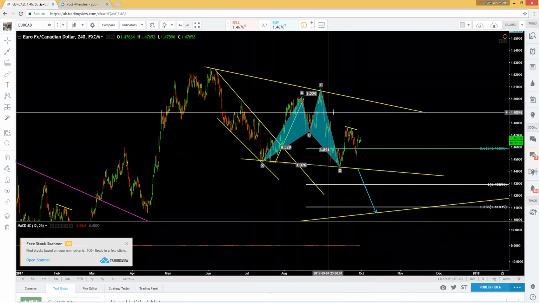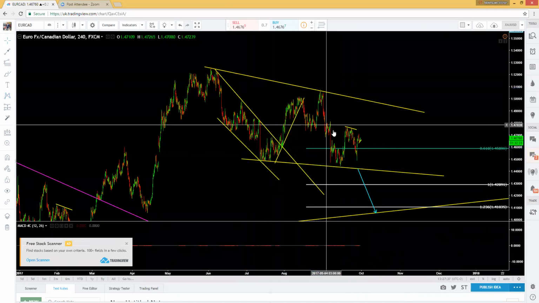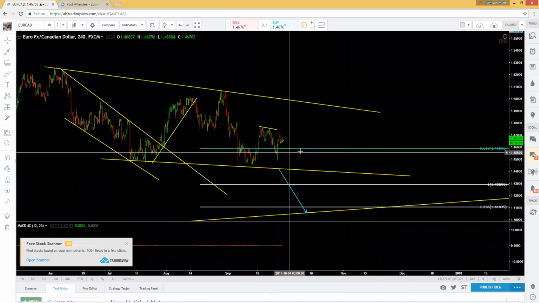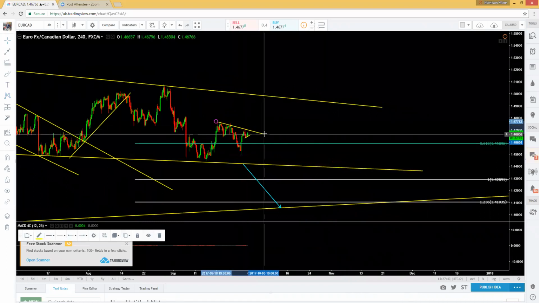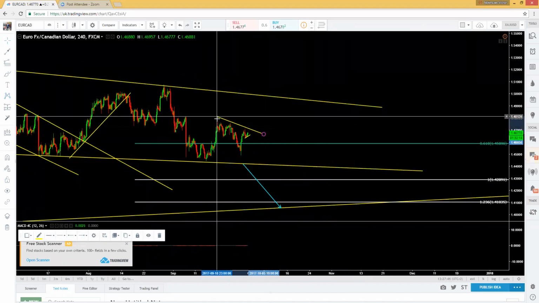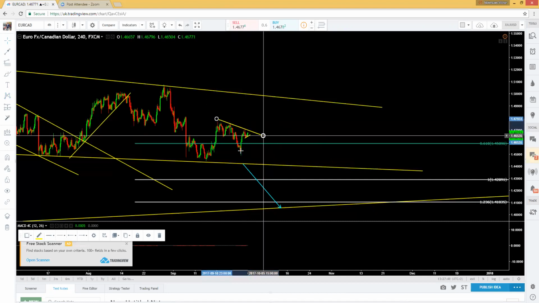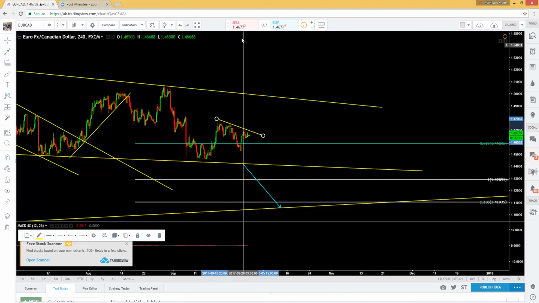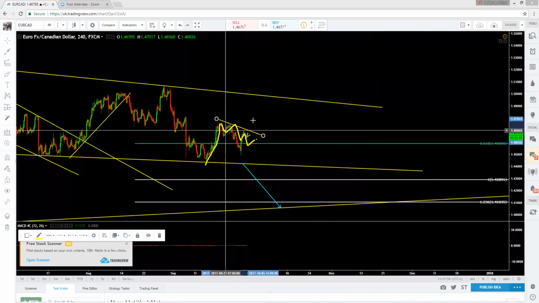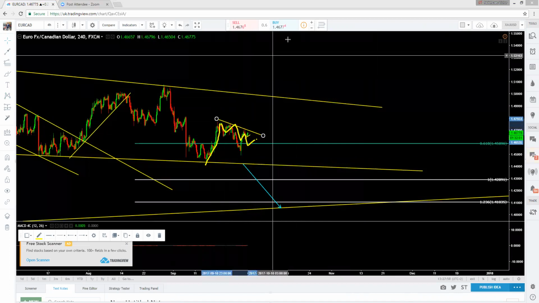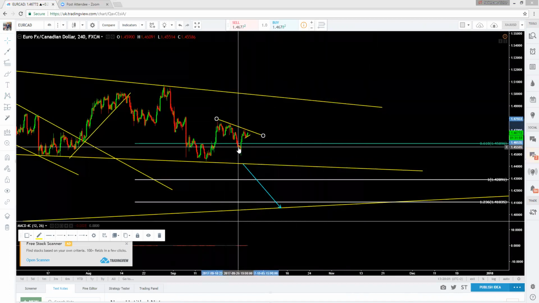But at the moment, I don't have a clear structure on the EuroCAD. So for now, I'll just leave this one alone. Let's just see what's happening here. For now, it just looks like I've got an impulse here and then it's correcting here. I do not know what's going on here. So for now, I just leave it as it is. Normally when the structure is not clear, you wait for it to play out so that it can be clear for you.